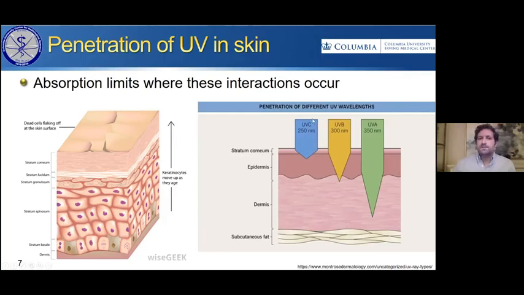UVC, on the other hand, is not going to penetrate very far at all. It will penetrate maybe through the stratum corneum and then just into the top few layers of the epidermis. So not as dangerous in terms of cancer, but still they are molecularly damaging, so they can cause DNA damage to the cells further out on the skin.